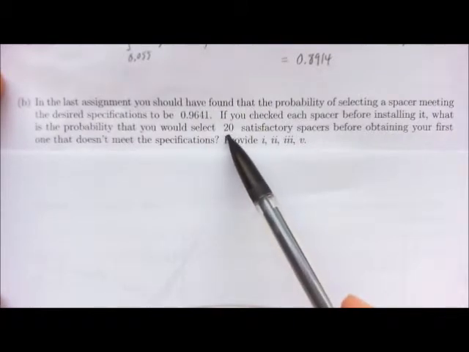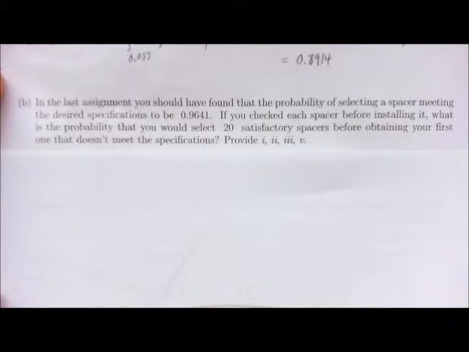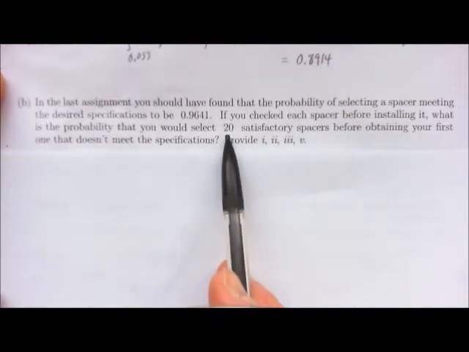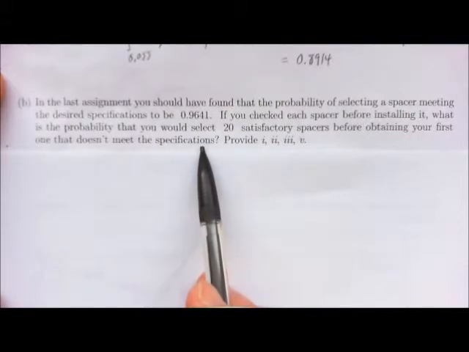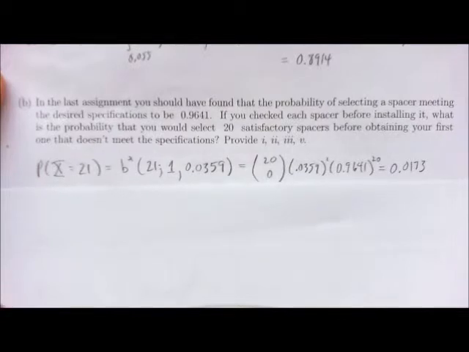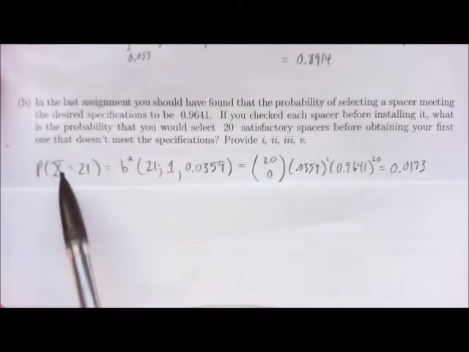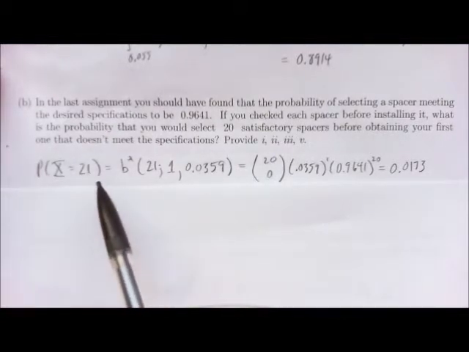measures on which trial we get what we're after. And what we're after here is actually the first one that doesn't meet the specifications. So the number of trials we're looking for is not really 20, but 21, because that's when we get the first bad one. So that's the number of trials. The number of successes is 1. We're just looking for one that doesn't meet the specifications. So we want the probability that our random variable equals 21.